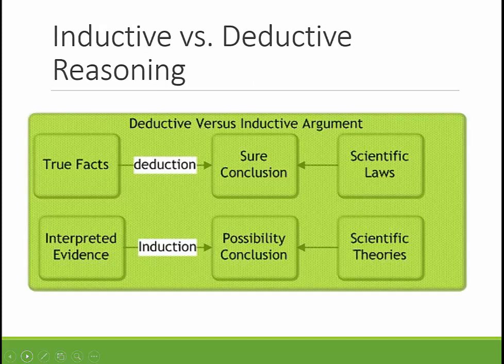So the difference between inductive versus deductive reasoning is most of the time deduction comes from two facts, and most of the time we are able to make a sure conclusion. Where induction, we use interpreted evidence, so a pattern that we've interpreted to be something, inductively reason, and come up with a possibility of a conclusion. In science class, most of our scientific laws come from deduction, and most of our scientific theories come from induction.